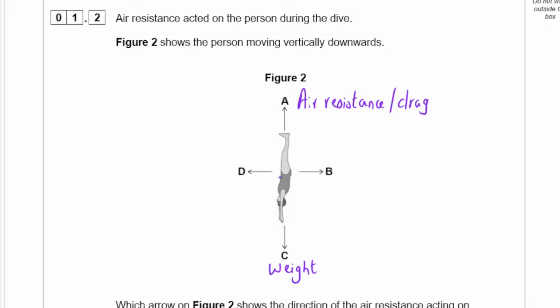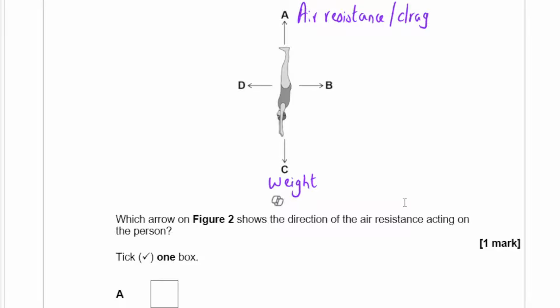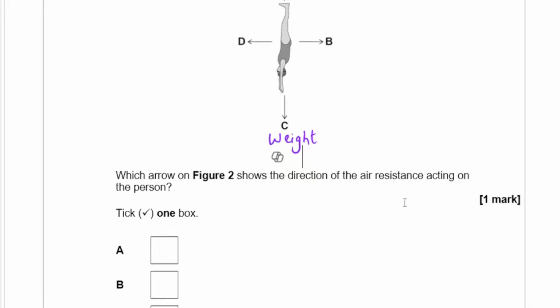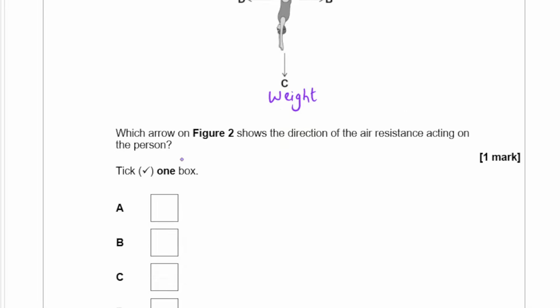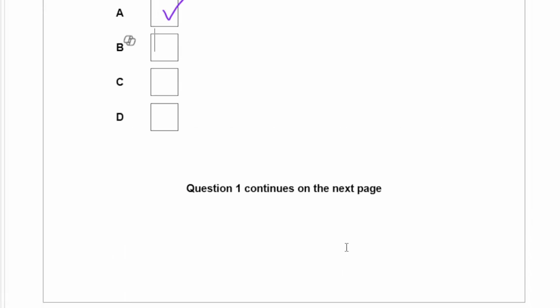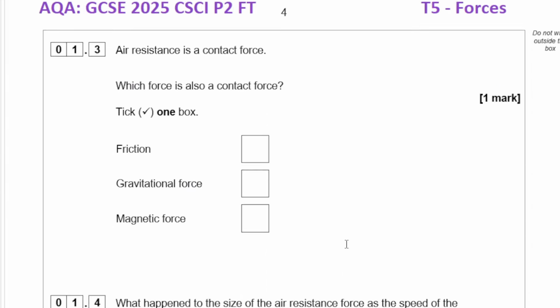Now there's usually no sideways forces B and D acting on a person when they're falling straight down, unless it's the direction of the wind blowing in either way. Which arrow on figure 2 shows the direction of the air resistance acting on the person? That should be A. Air resistance is a contact force. Which force is also a contact force? That would be friction. Gravitational and magnetic force are both non-contact forces.